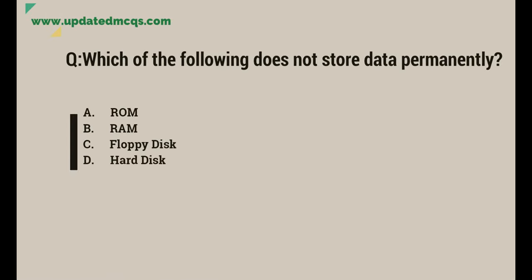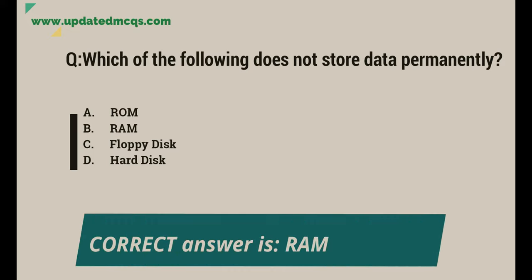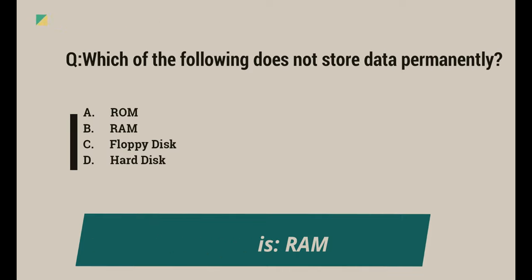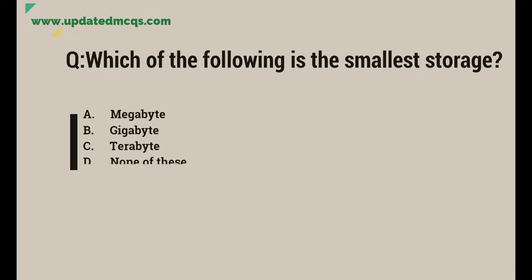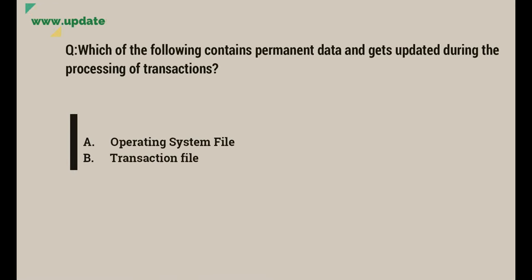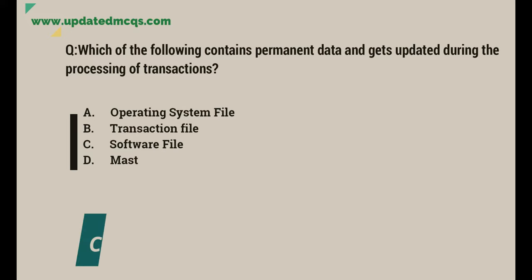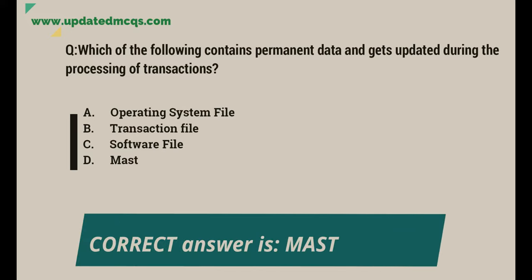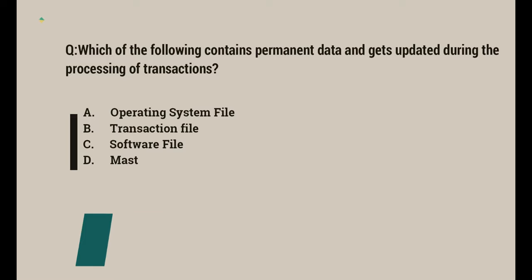Which of the following does not store data permanently? RAM. Which of the following is the smallest storage? None of these. Which of the following contains permanent data and gets updated during the processing of transactions? Master.